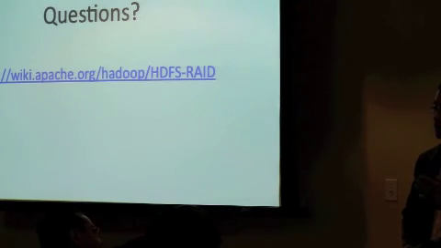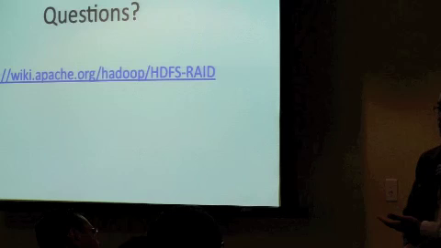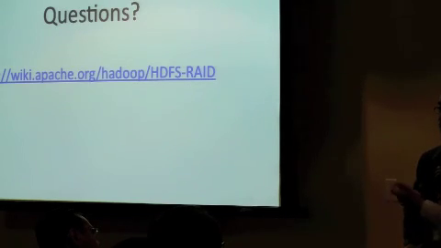Writes are done the normal way, so there is no interruption when you write a new file. It's created as a regular replication 3 file. Then the RAID node will come after 15 days and see that a file can be RAIDed, and then it creates the parity and reduces the replication.